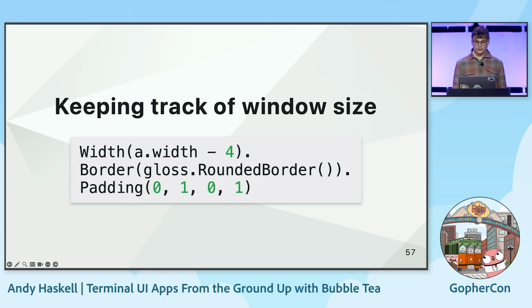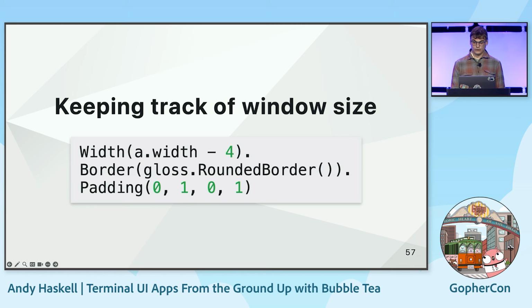And finally, in the view, we're adding just one other lip gloss style. We're going to set width to a.width - 4, and the reason for that -4 is so that the box for each plant fits in the terminal window.